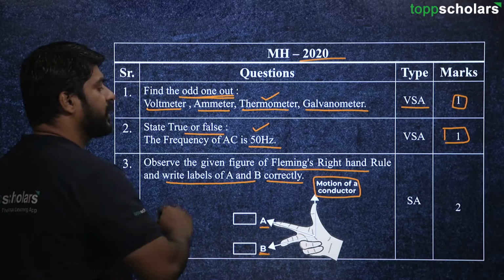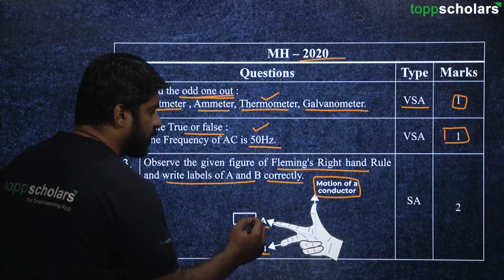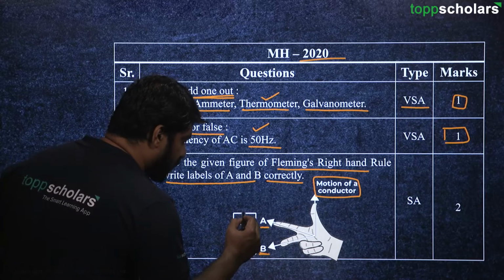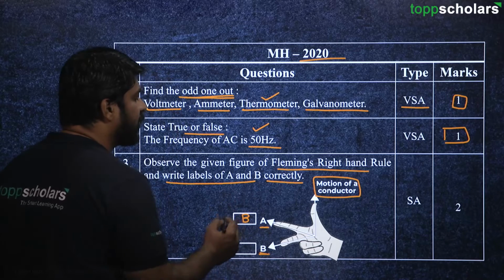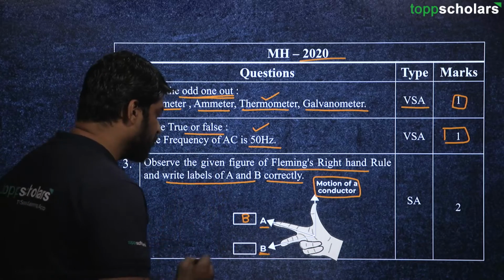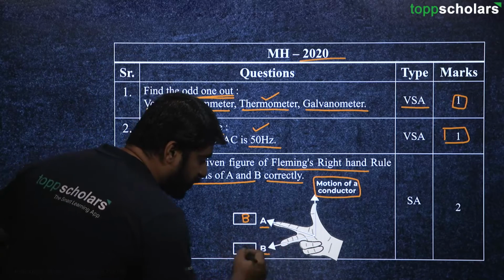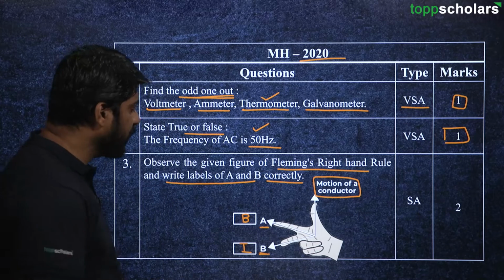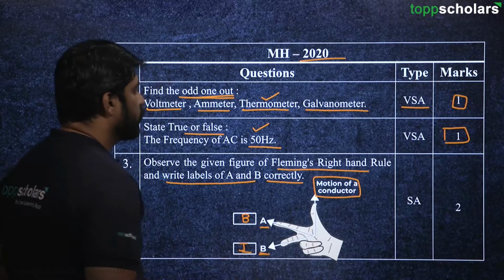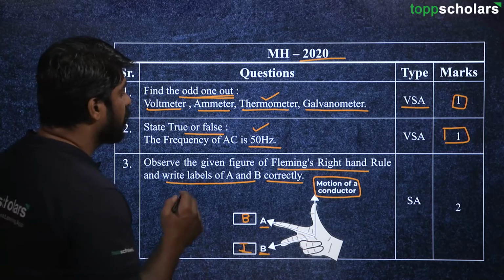As we have studied in Fleming's right hand rule, this is the direction of the magnetic field B. Generally magnetic fields are indicated by the symbol B, and this is the direction of the current, which is indicated by I. So this is going to be the answer for this question.